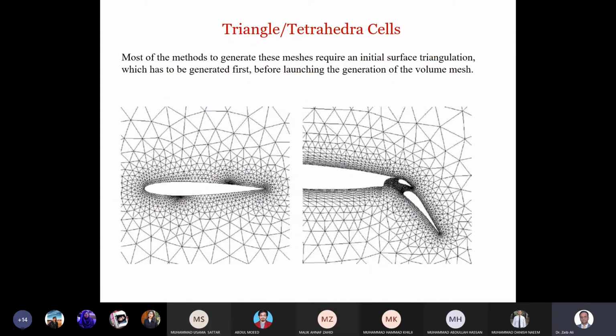In unstructured meshes, we can have various categories and subclassifications, and the most common type of unstructured mesh is a triangular mesh, or a tetrahedral mesh in 3D. Again, there are various algorithms to generate this triangulation of the domain, for example, the Delaunay method, the advancing front method, etc.